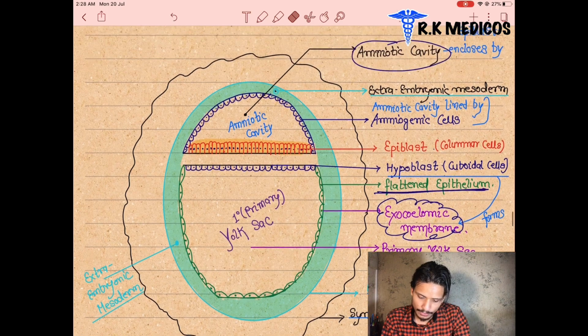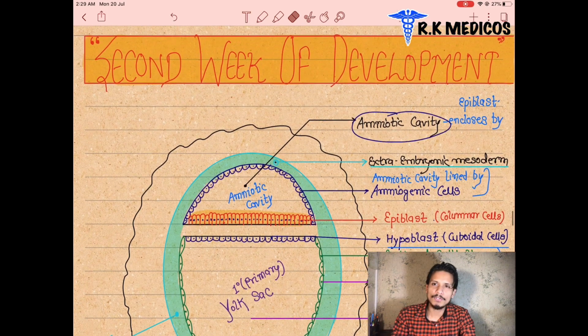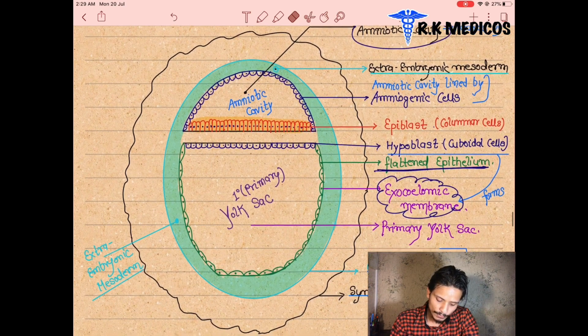These are the structures we are going to discuss in detail in the second week of development. For now, hope this picture is clear for you. And now I am moving forward.